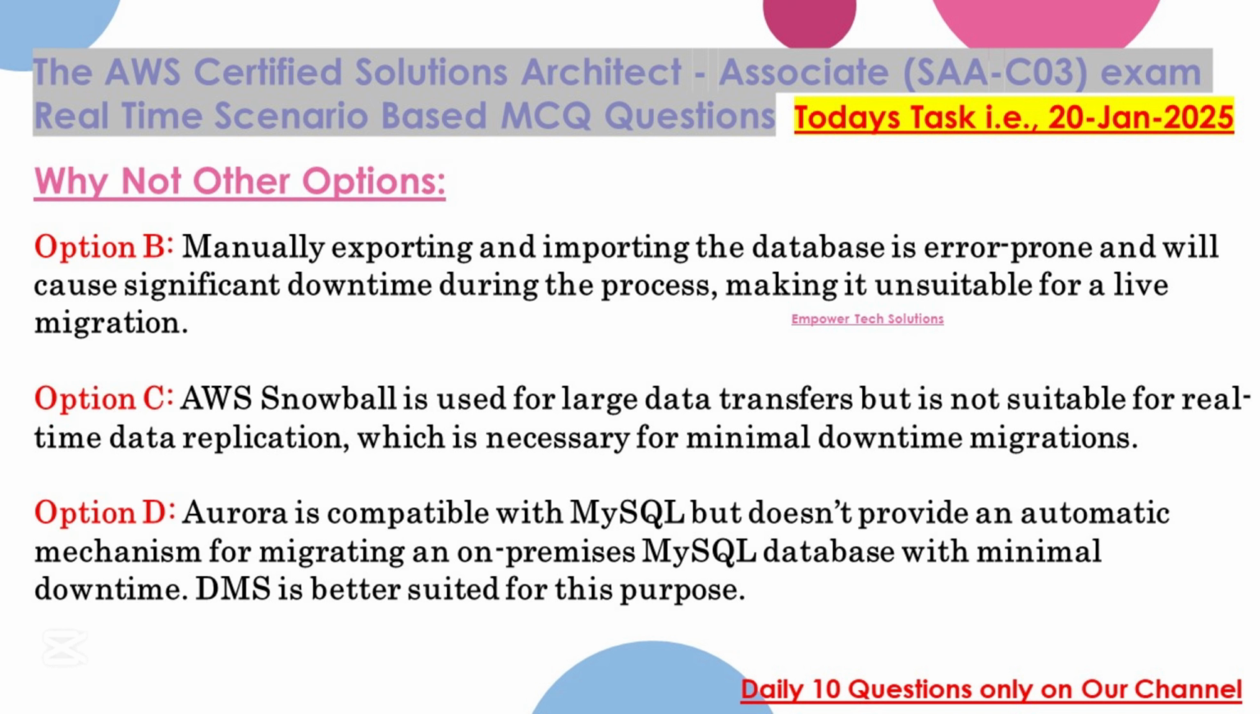Why not other options? Option B, manually exporting and importing the database is error-prone and will cause significant downtime during the process, making it unsuitable for a live migration. Option C, AWS Snowball is used for large data transfers but is not suitable for real-time data replication, which is necessary for minimal downtime migrations. Option D, Aurora is compatible with MySQL but doesn't provide an automatic mechanism for migrating an on-premises MySQL database with minimal downtime. DMS is better suited for this purpose.